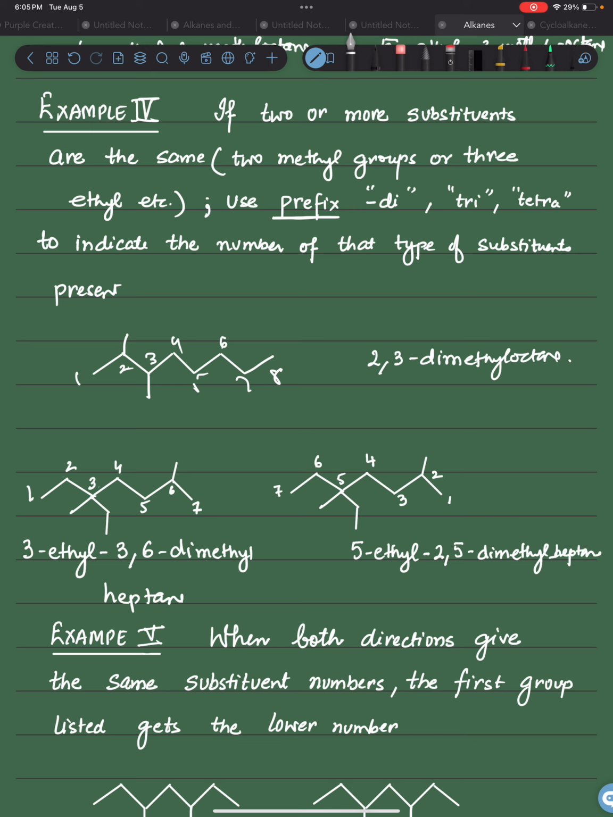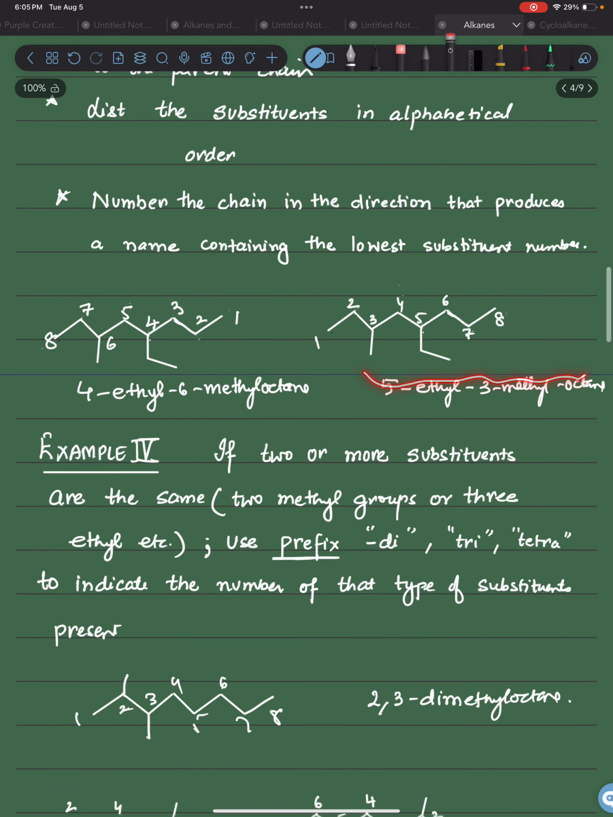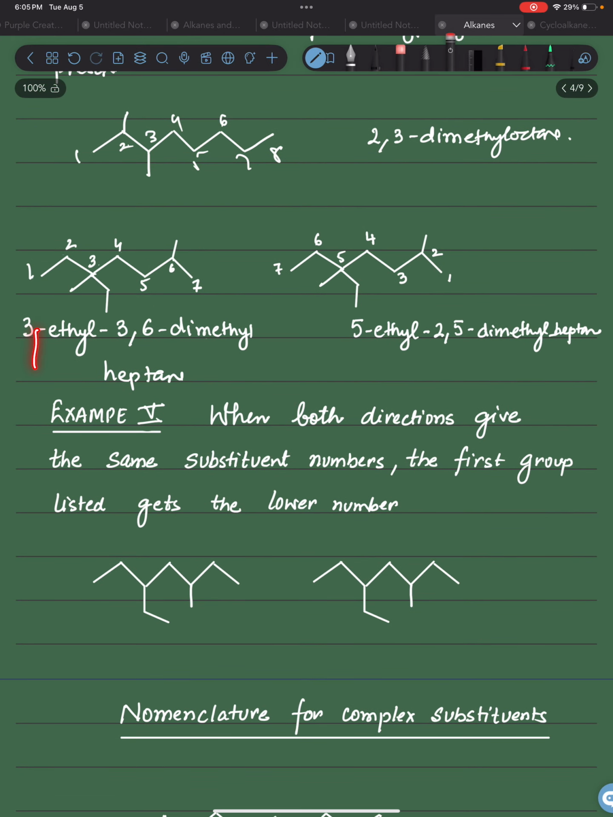Now, which one should we go for? We should go for the one which gives the least number of substituent, as we have lowest substituent number. So lowest substituent number 3, 3, 6, 5, 5, 2. So 2 is the lowest number. Is there any number in this which is lower than 2? No. So we will go for this one as compared to this one. So 5-ethyl 2,5-dimethyl is the correct one because it gives the lowest possible number to a substituent.